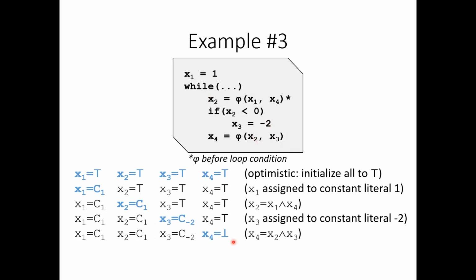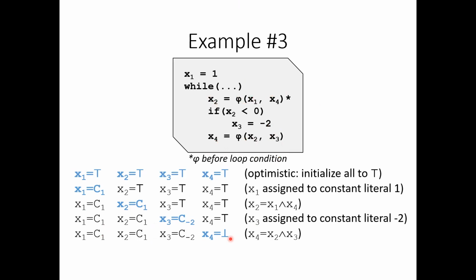So x4 is bottom. Now after I process x4, I go and process the users of x4. So here x2 is a user of x4. So here, x1 meets x4 where? Well, x1 is C1 and x4 is bottom. So where does C1 meet bottom?